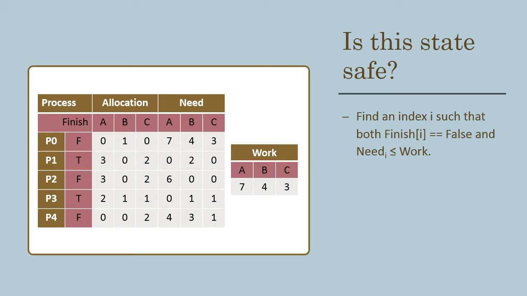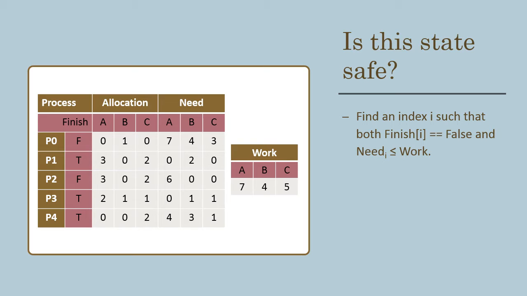Again, we find an index I such that both finish I is false and need I is less than or equal to work. Continuing scanning after P3, P4 fulfills our conditions. Need 4 is less than or equal to work. So, work is work plus allocation 4. Work is 743. Allocation 4 is 002. The new work becomes 745 and P4's finish becomes true.